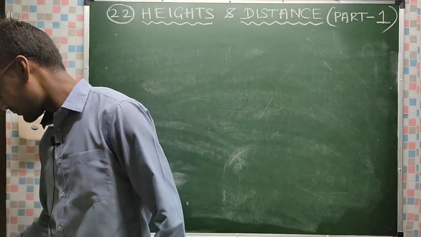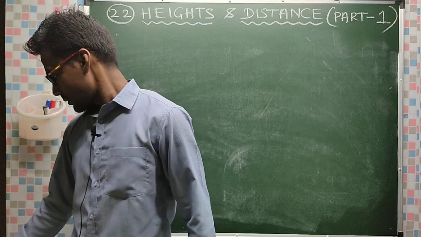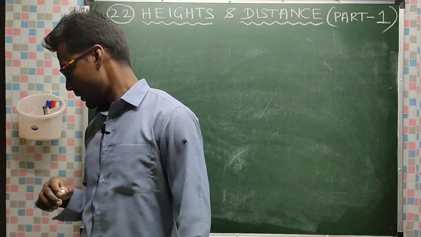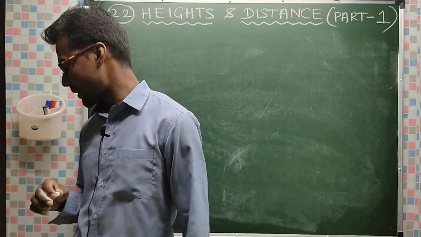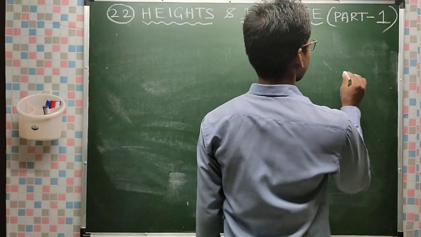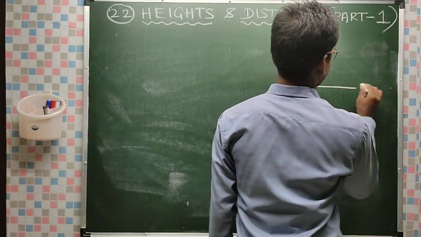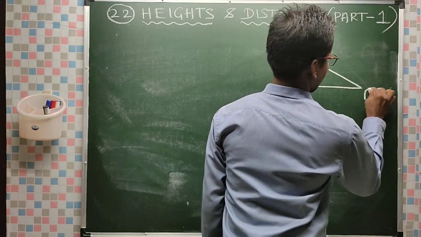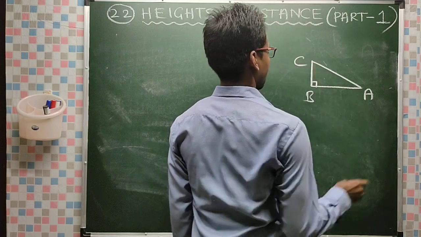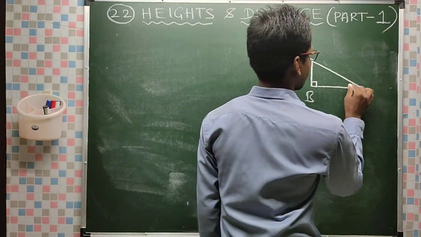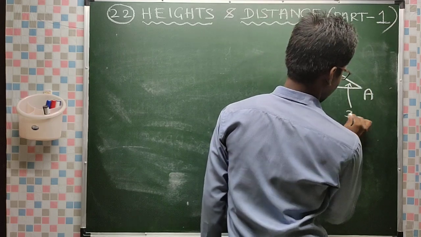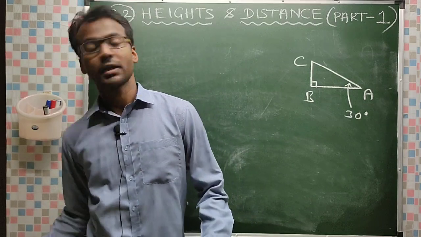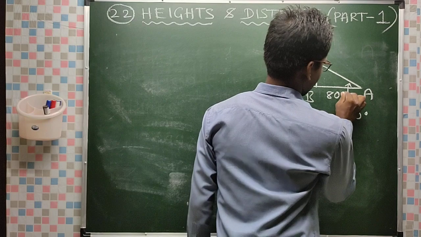Now next example. The angle of elevation of the top of an unfinished tower from a point at a distance of 80 meters from its base is 30 degrees. Okay. The tower is not finished. A, B, C. This is the unfinished tower. Okay. And this is 30 degrees. Then at a distance of 80 meters. This is 80 meters.